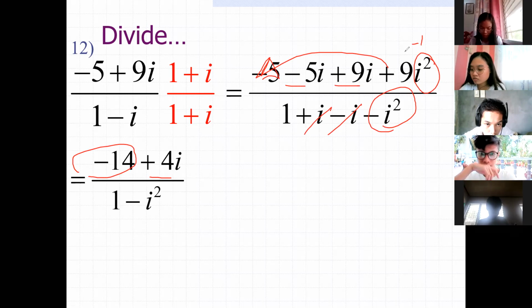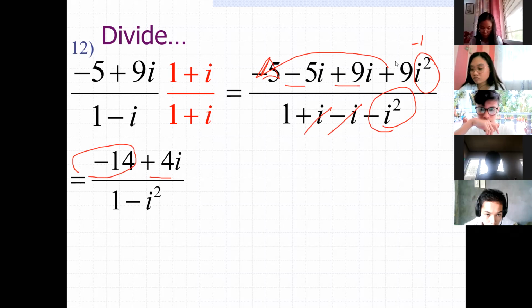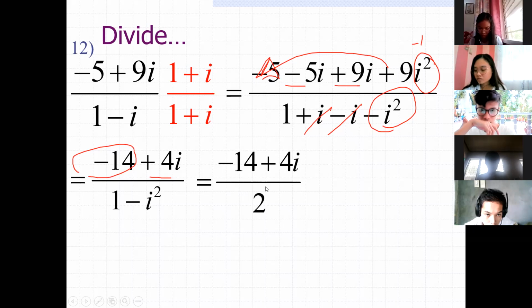So we have here the continuation of the solution. Since the denominator has the expression i squared, and i squared is equal to negative 1, negative 1 times negative 1 becomes positive 1, so the denominator becomes positive 2.